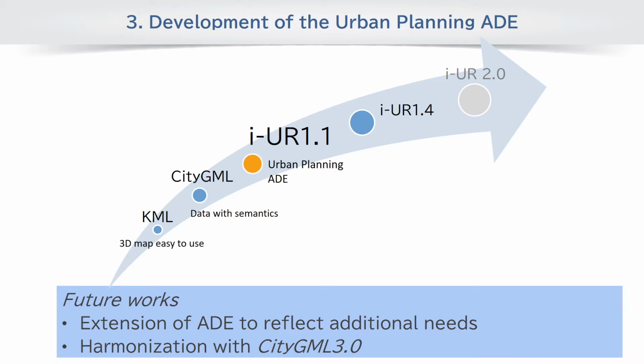Here is the progress of Urban Planning ADE so far. The ADE in this paper was published as IUR 1.1. The latest version, IUR 1.4, published in this March, extends the public transit network module. And we are now preparing for IUR 2.0. In this way, IUR is constantly evolving by integrating user opinions.